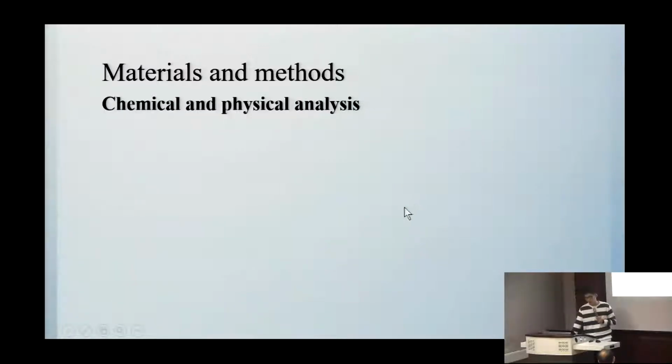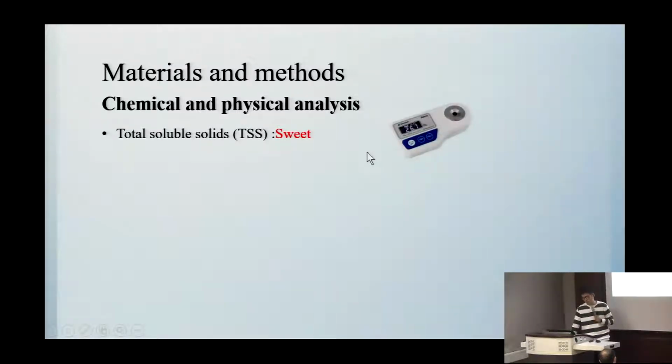Then we talk about the chemical and physical analysis. First is the total soluble solids. It has a high relation with sweetness. Here's the machine we have. Then the titratable acidity. It means the sourness.